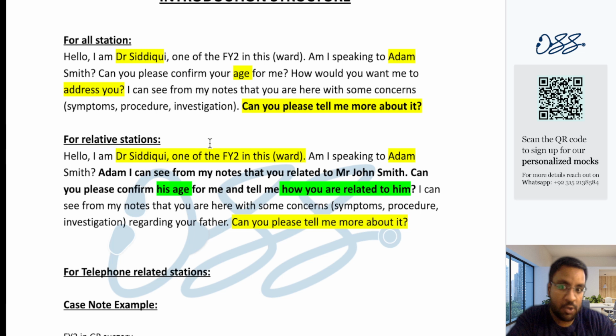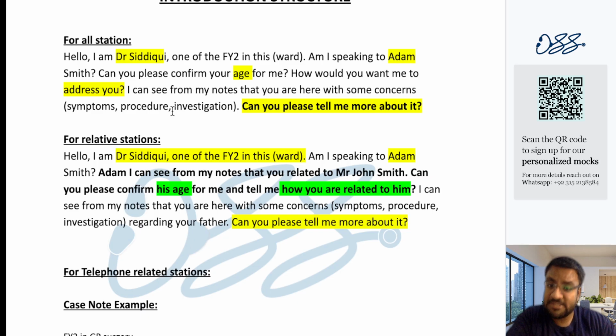So do not just rote learn this, because many people are going to see this video. If all of you rote learn it and then go out there and say the same line, you are going to give the examiner an impression that you are being scripted, that you are following some script, because so many people are using the same lines. That doesn't make sense.